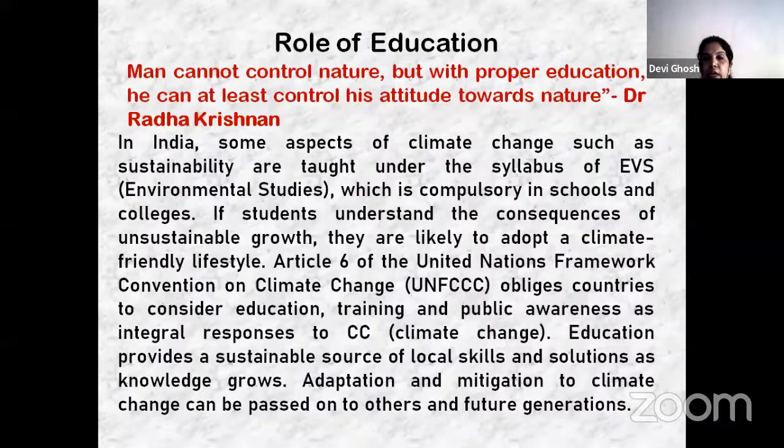Article 6 of the United Nations Framework Convention on Climate Change obliges countries to consider education, training, and public awareness as integral responses to climate change. So education provides a sustainable source of local skills and solutions as knowledge grows. So adaptation and mitigation to climate change can be passed on to others and the future generation. These adolescents are our future.